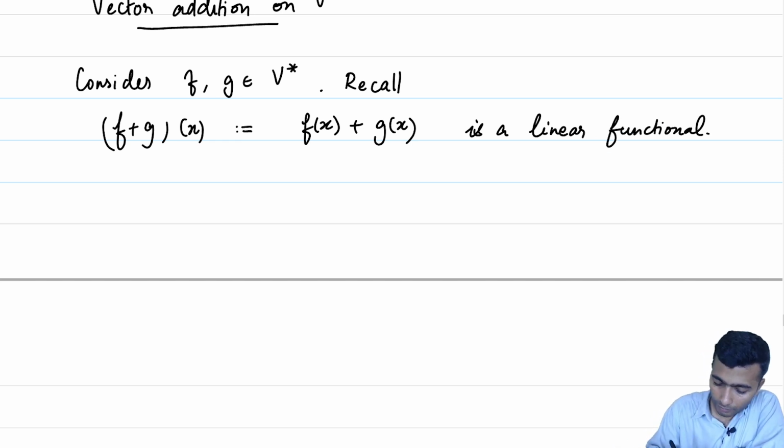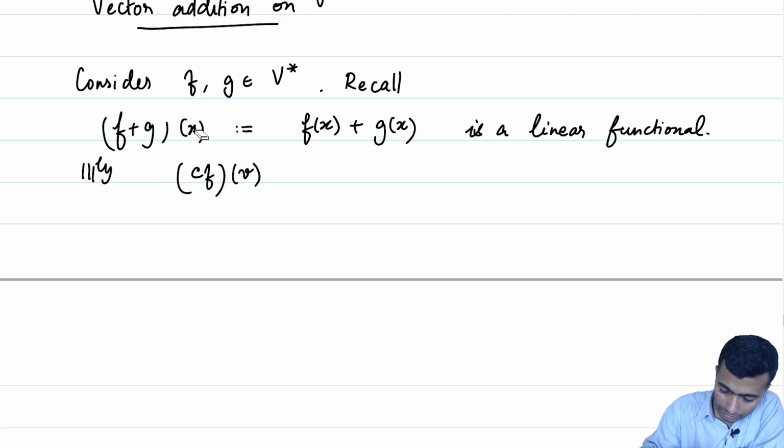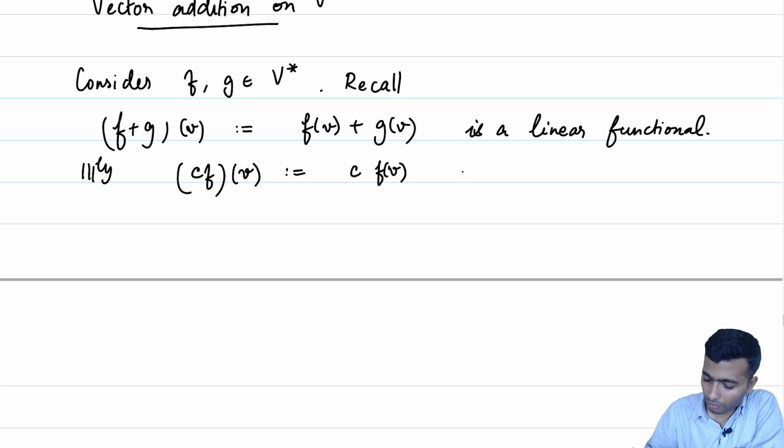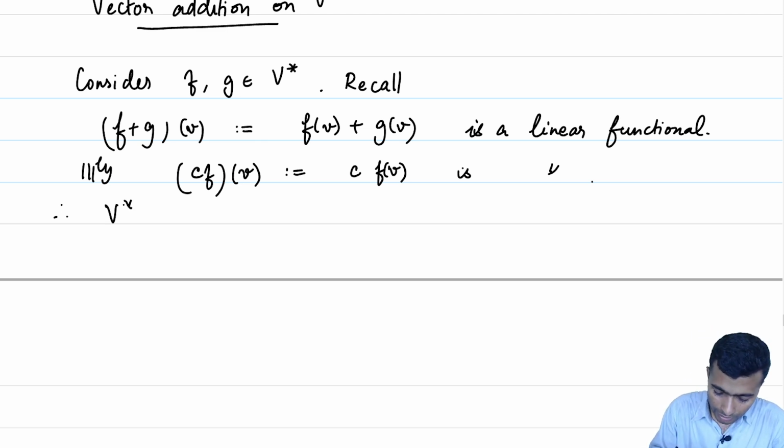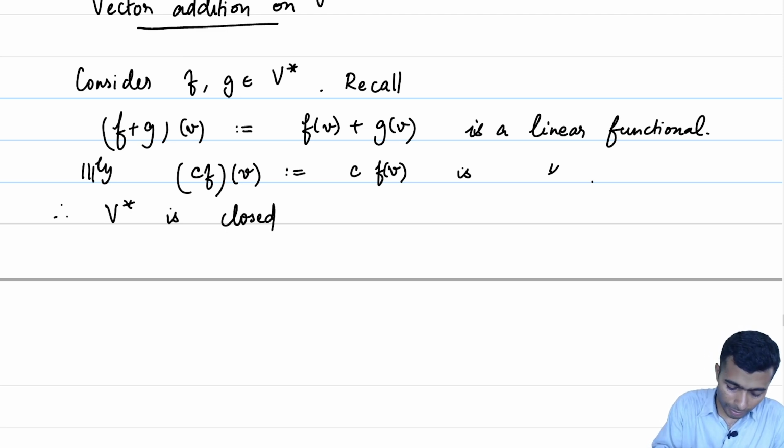Similarly, Cf acting on a vector V, so let me not use x here, is defined as C times f of V, and is also a linear functional. This we had discussed, and therefore, V star is closed. So, this is scalar multiplication.